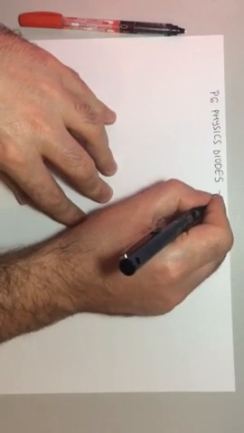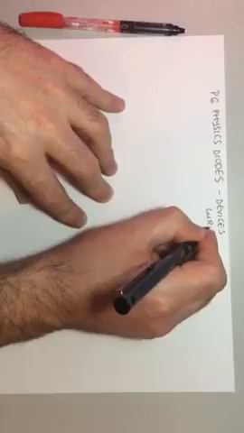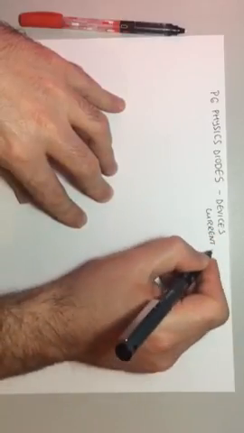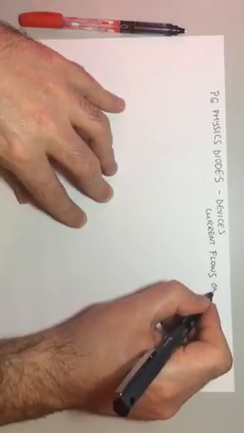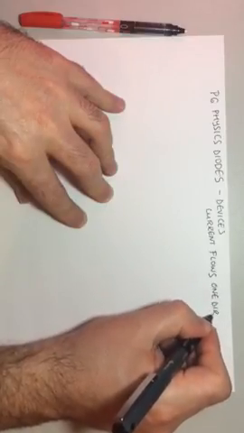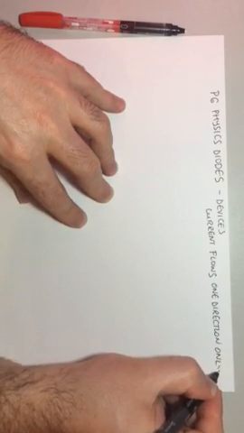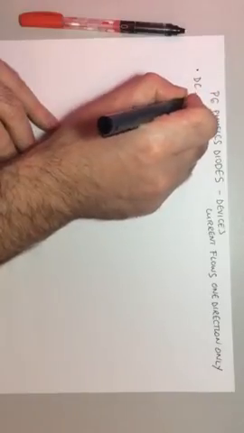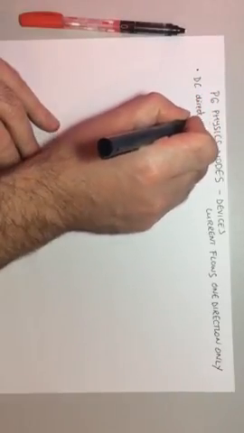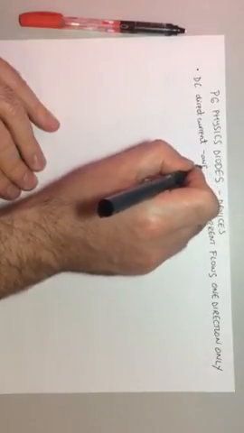Diodes are devices that allow current to flow in one direction only. Now, if we're talking about one direction only, well, you know that DC, direct current, flows in one direction.